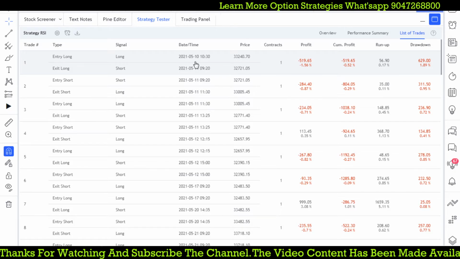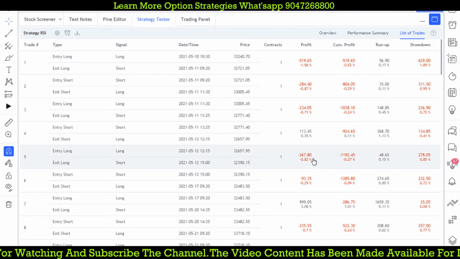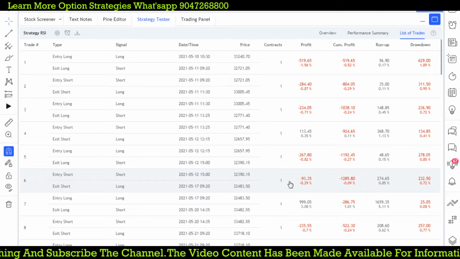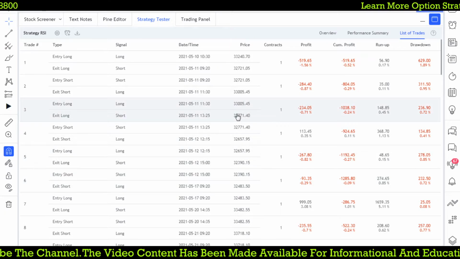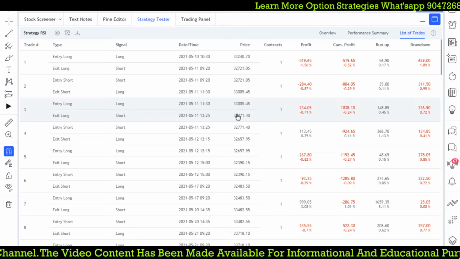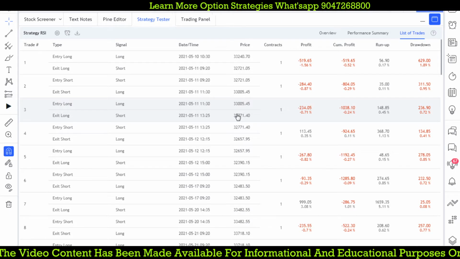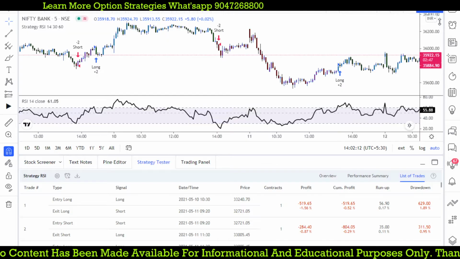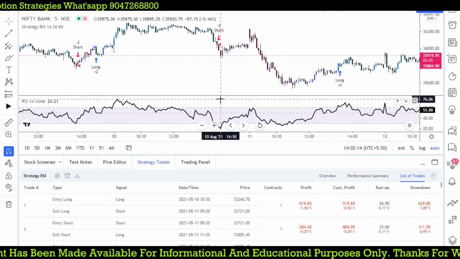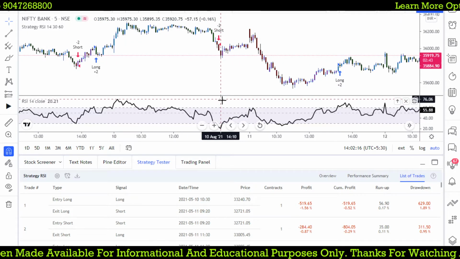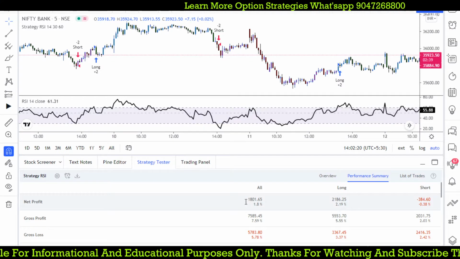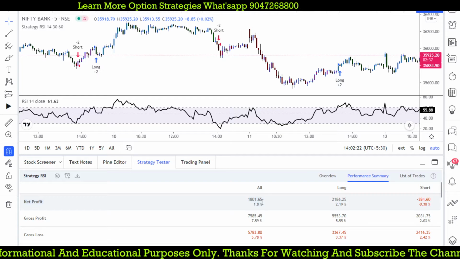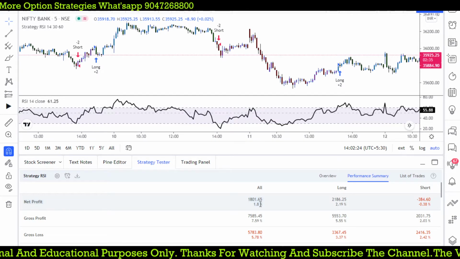So May, June, July, August, those are 4 months, and we got around 1800 points just trading with a 5-minute time frame. We are not using any higher time frame, just the 5-minute time frame. It is a simple strategy: RSI crossing below 30 we sell, and RSI crossing above 60 we buy. That gives you such a great profit over 4 months.